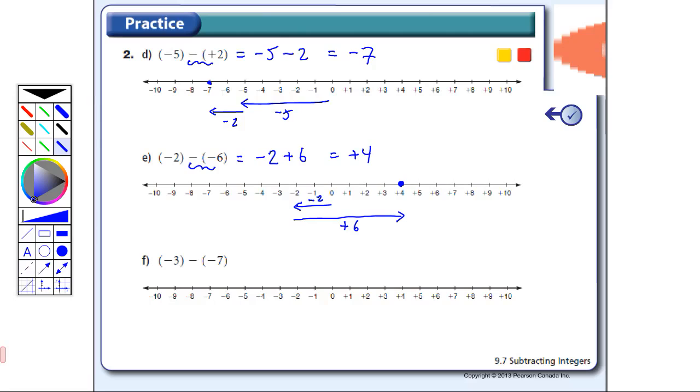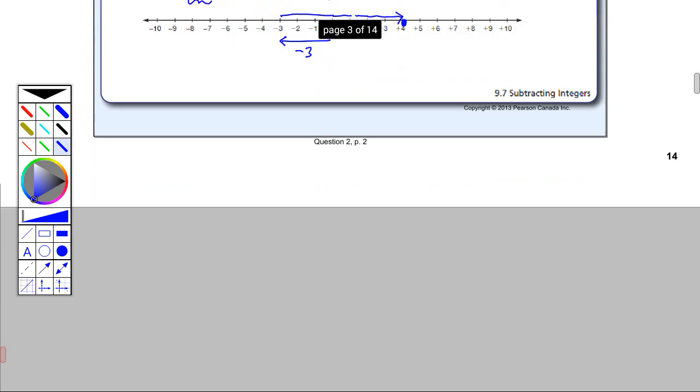And finally F, we'll go negative 3, minus 3 to the left, then we have minus minus, so that's really plus. So I'm going to go to the right now, 3, 4, 5, 6, 7. So that's going to take me to positive 4. Now that finishes off number 2. Let's go to number 3.